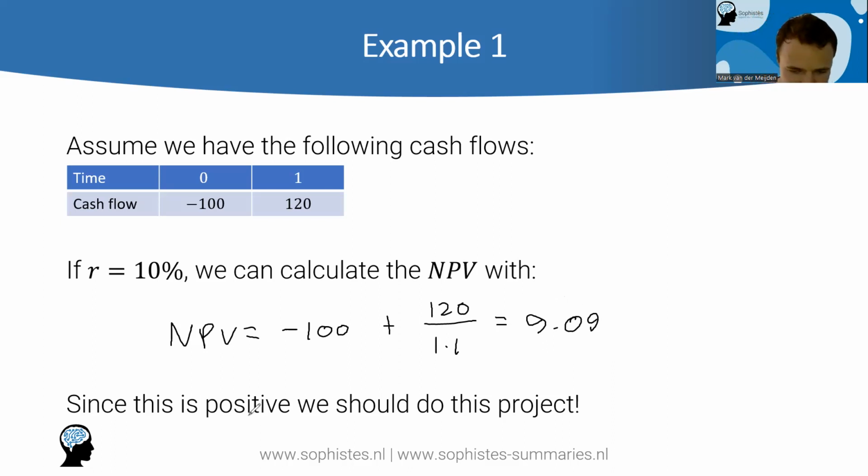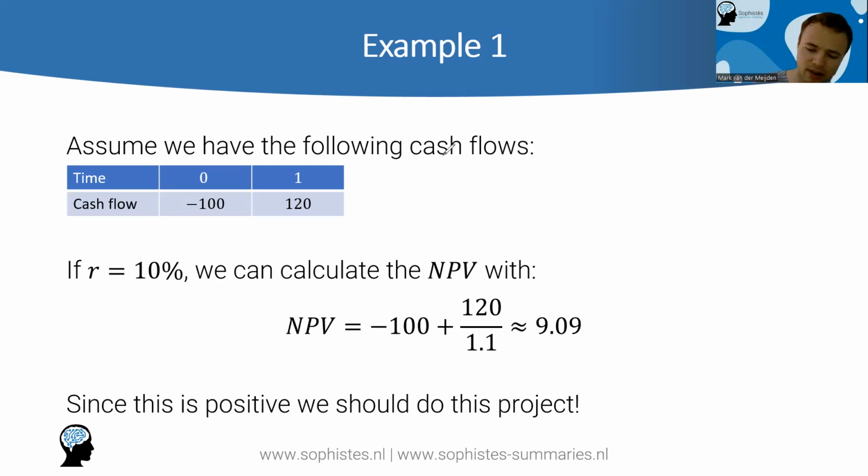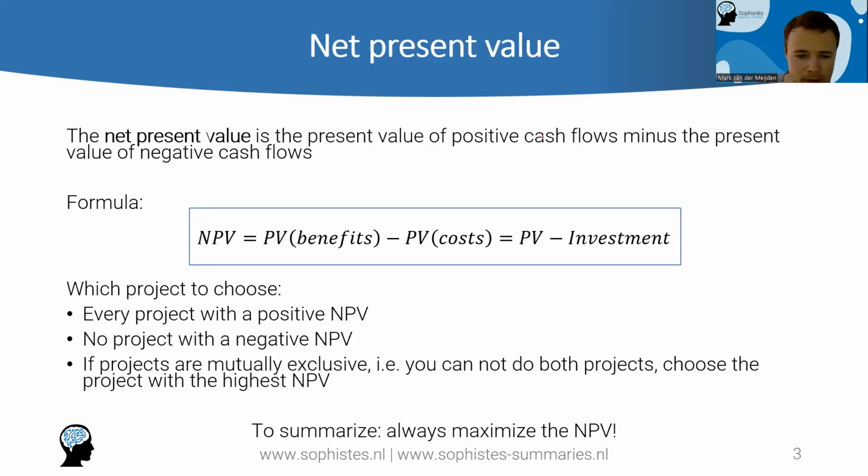Okay, so if it's positive, you should do this project because it makes you richer. That's the basic idea of a net present value. Sometimes you can choose between multiple projects. In that case, you do every project with a positive net present value. You do all the projects that make you richer. You will not do any projects that have a negative net present value because that would make you poorer.